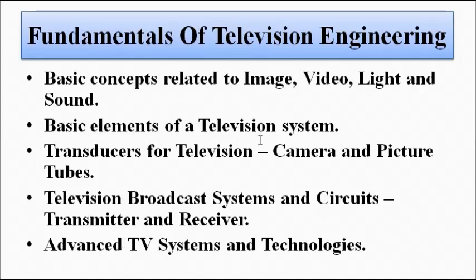Then the basic elements of a television system, which will be the transmitter and receiver, the various transducers that are used in television for audio, video, the camera, the picture tubes, all of that. Then the various broadcast systems, like I said, transmitting and receiving stations and all the associated circuitry, and the advanced TV systems and technologies. So it is actually a combination of electrical engineering, instrumentation as transducers have come into play, and communication systems. So all of these technologies have a role in television engineering.